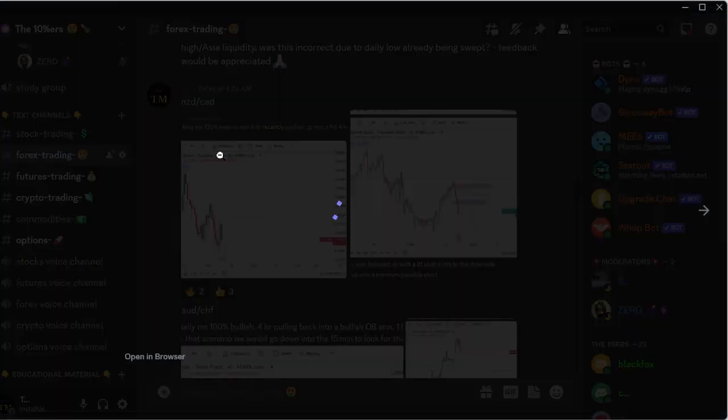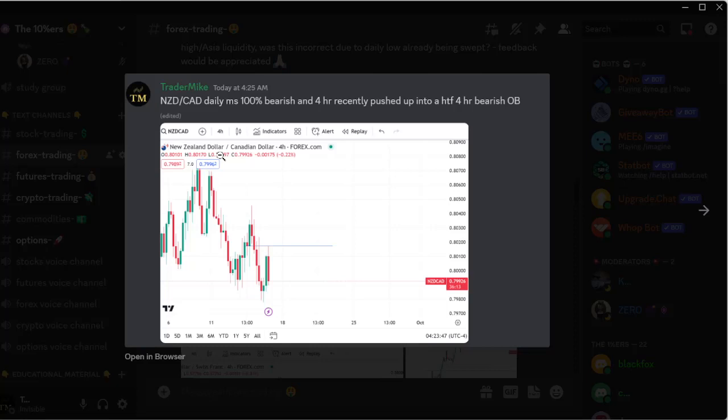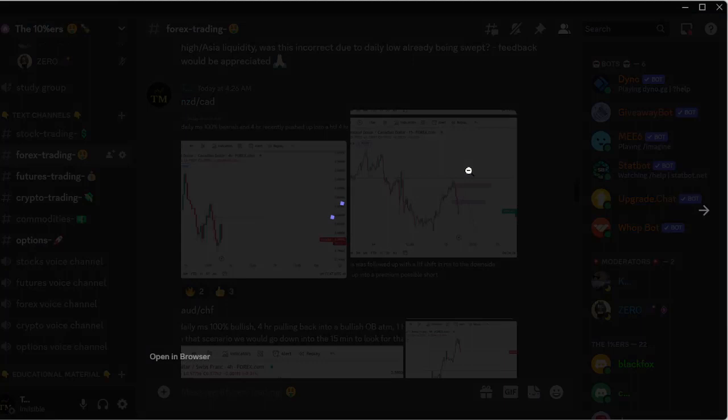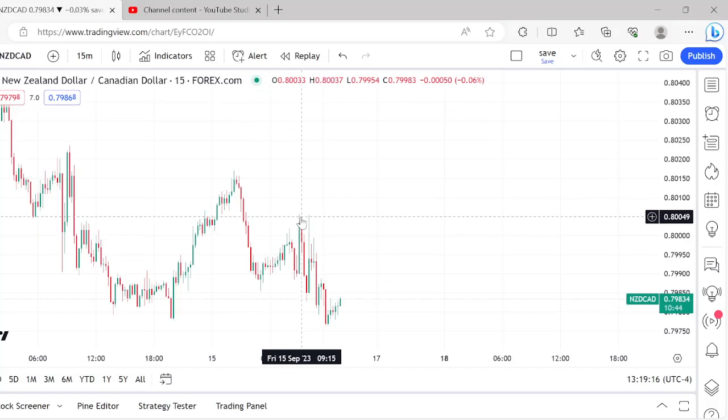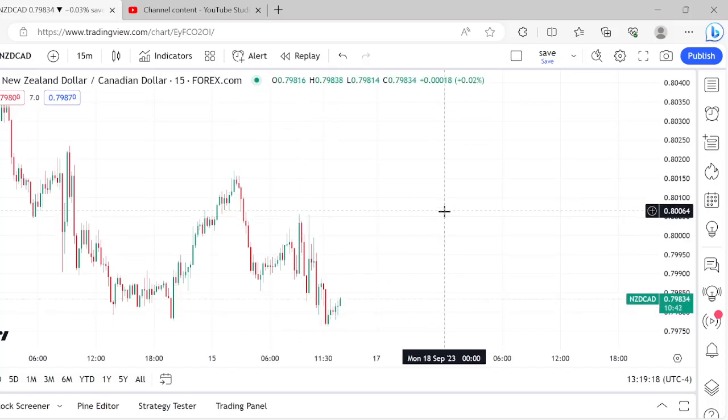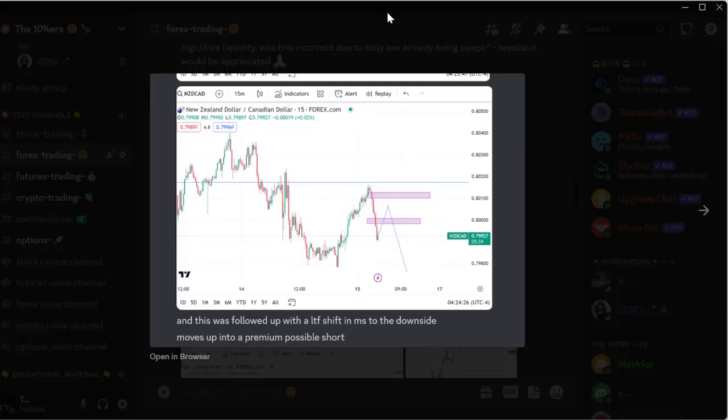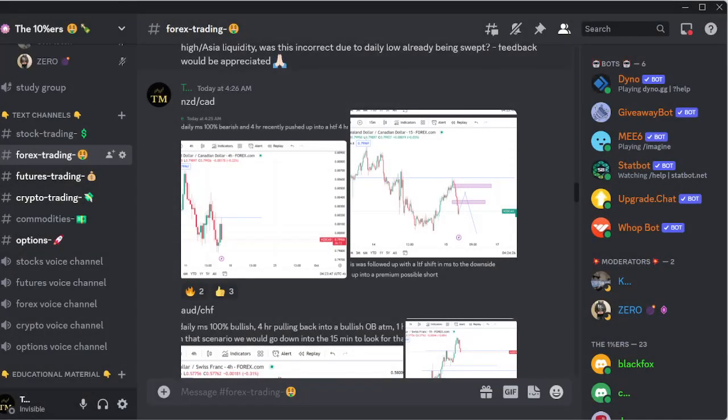This was before it happened, no hindsight like some of these gurus. I said NZD CAD, daily market structure 100% bearish, and the 4 hour recently pushed up into a higher time frame 4 hour bearish order block. Look at this. And then I indicated where I think it's going to go. I indicated I think it's going to pop up and then sell off. And what do you know? It popped up and it sold off, exactly as I outlined in chat beforehand for you to capitalize on and learn from.